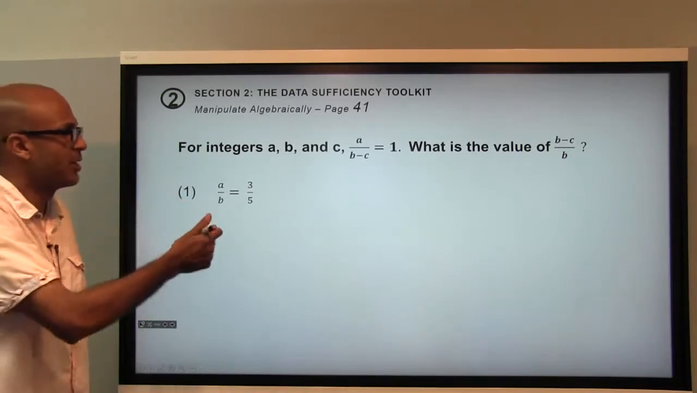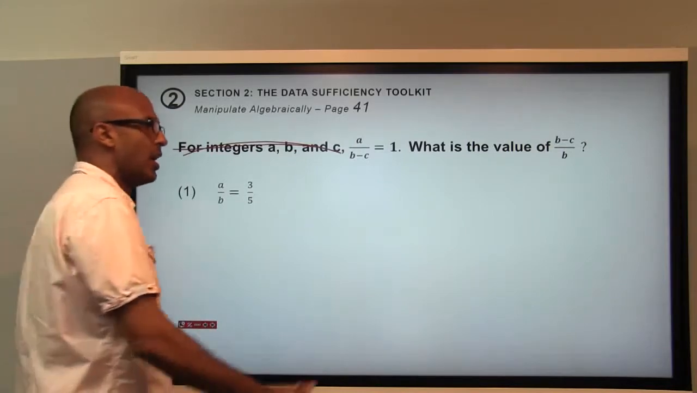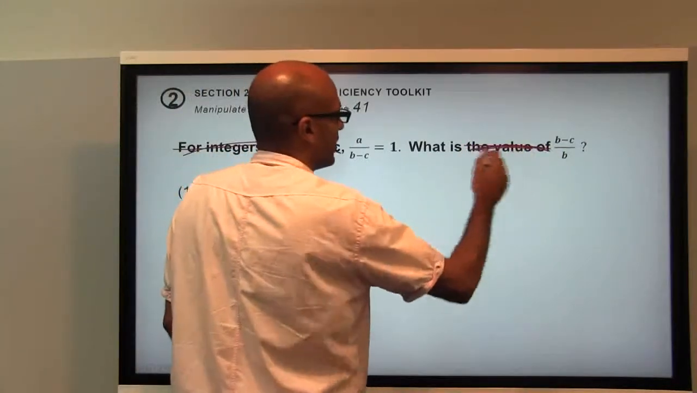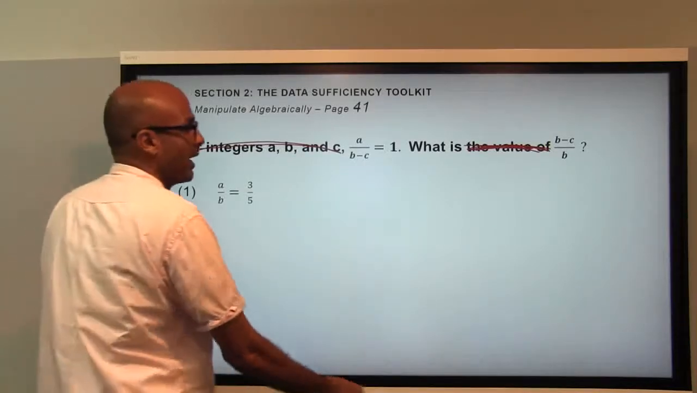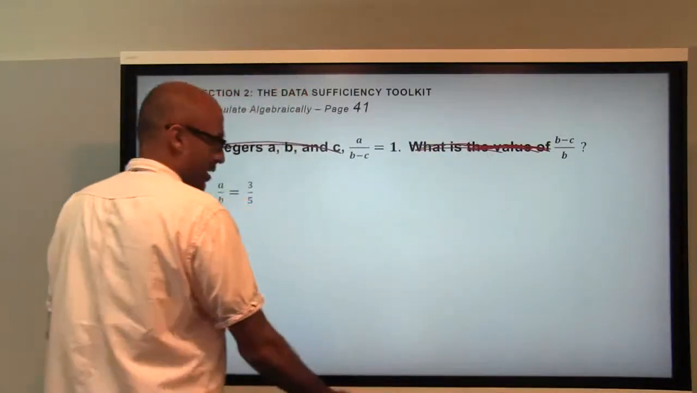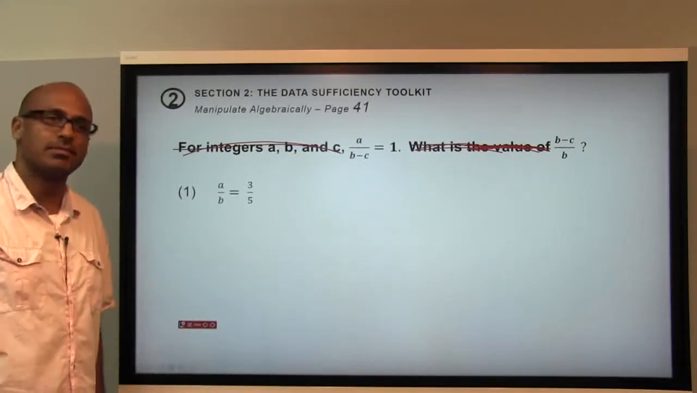So here it says, for integers a, b, and c, that's all fluff. There's nothing of value there. What is the value of? I could cross all that out. Really, I don't even need a "what is." I could have: a over b minus c equals 1, b minus c over b, question mark.